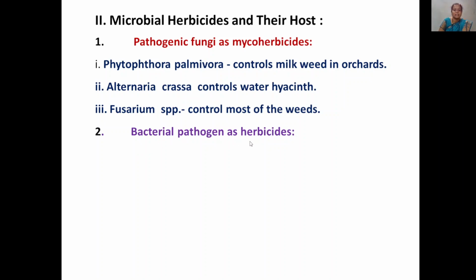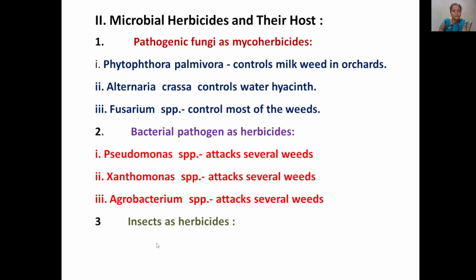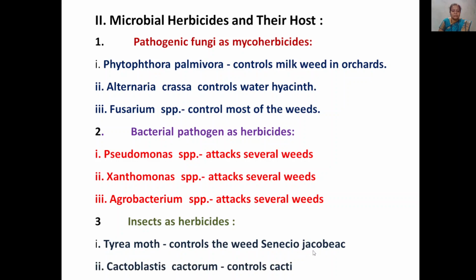Bacterial pathogens as herbicides. Pseudomonas species attacks several weeds. Xanthomonas species attacks several weeds. Agrobacterium species attacks several weeds. This is the bacterial pathogens. Here, insects as herbicides. In insects, Tyria moth controls the weed Senecio jacobaea. Second insect, Cactoblastis cactorum controls cacti.